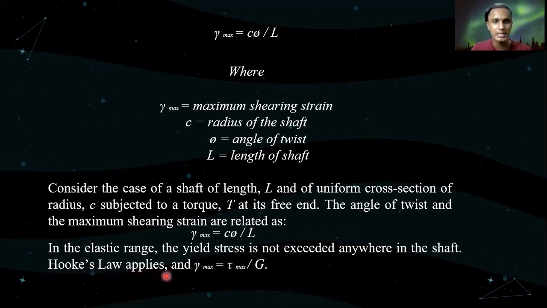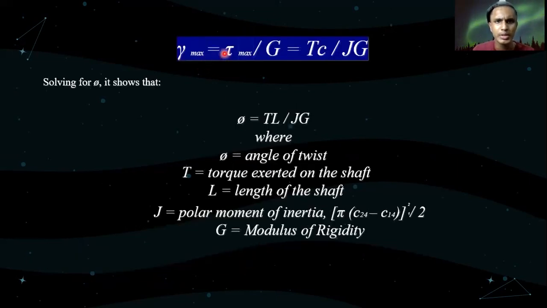Hooke's law applies and gamma maximum is equal to tau maximum over G, which is Tc over JG. Solving for theta, it shows that theta is equal to TL over JG, where theta is the angle of twist, T is the torque exerted on the shaft, L is the length of the shaft, J is the polar moment of inertia, and G is the modulus of rigidity.